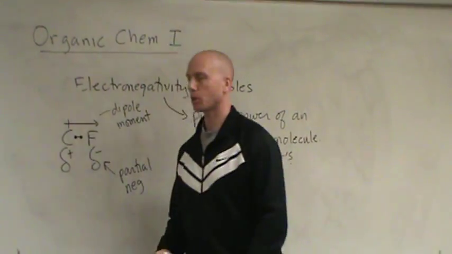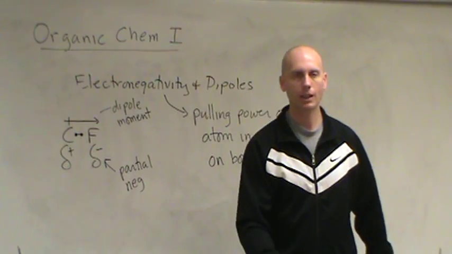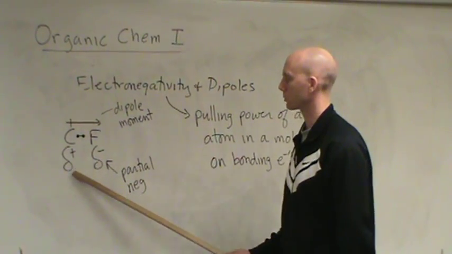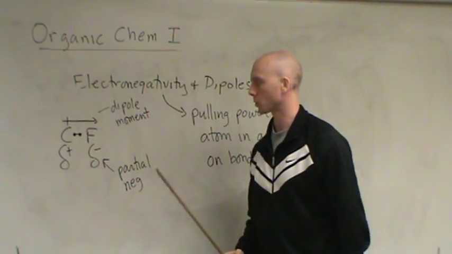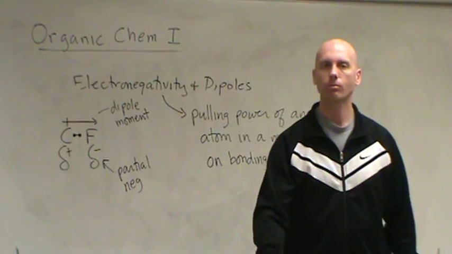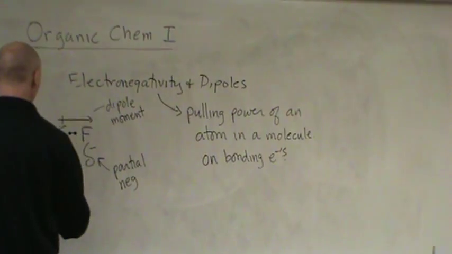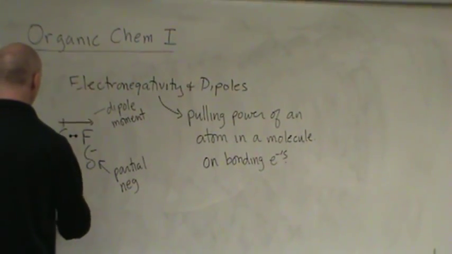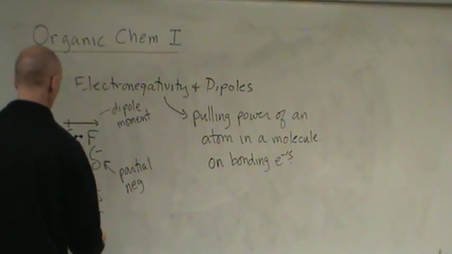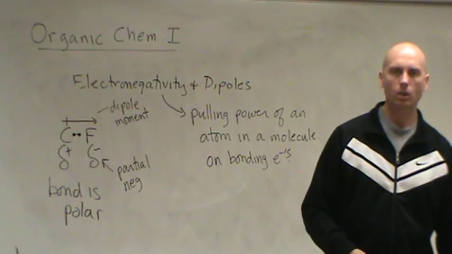A partial positive charge. Okay? So if in the bond there's a partial negative charge, there will always be on the other side a partial positive charge. As a result of this, we say that the bond is polar.